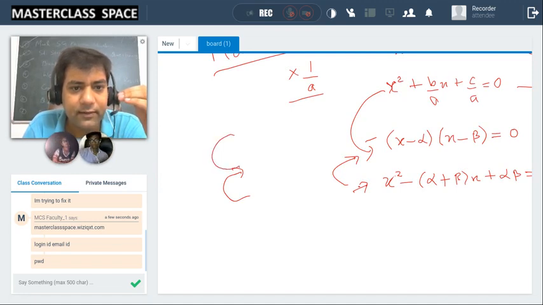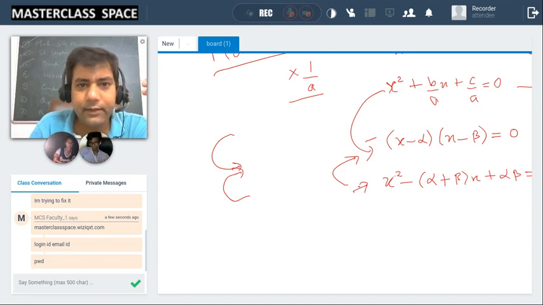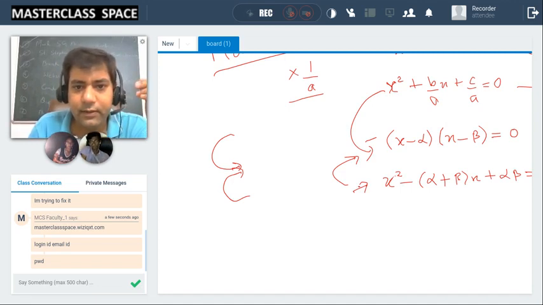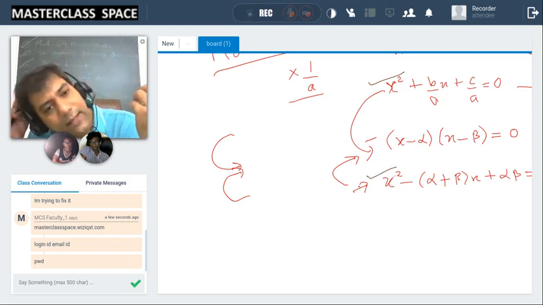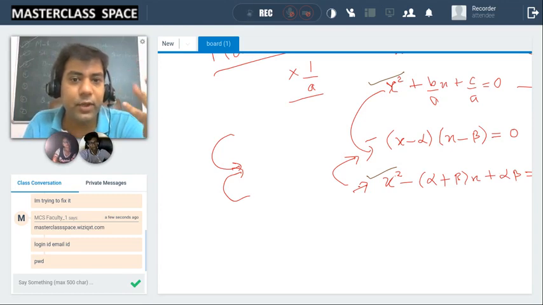Then I'm comparing the first with this. So these two equations, guys, my dear friends, this equation and this equation, they are same equation. And if the equations are same, then its coefficients will also be same. Are you getting?